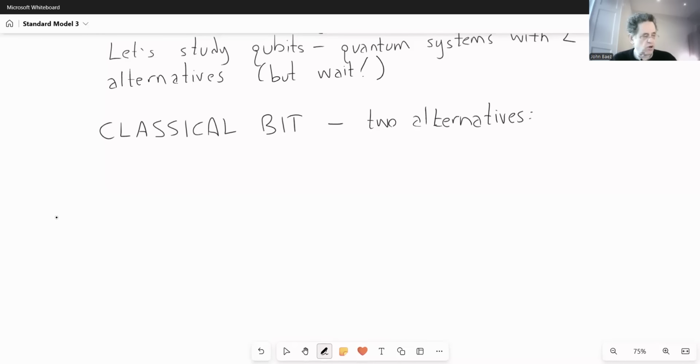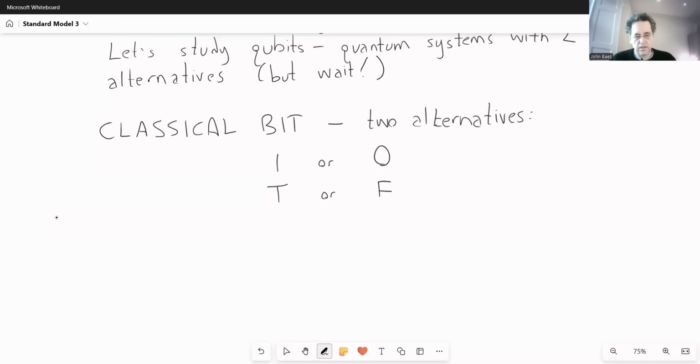So in computers, you call those two alternatives 1 or 0. So a bit is just a 1 or a 0. But there's nothing sacred about those two names. In classical logic, those two alternatives are also called true or false. So it could be either true or false that it's raining today, if it's either raining or not.